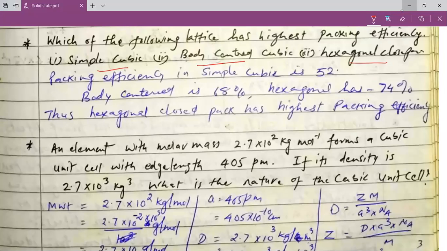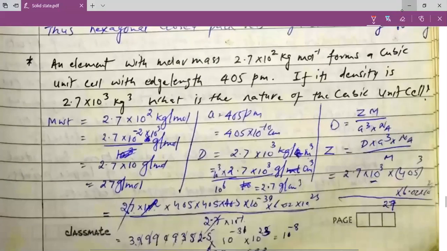So can you tell me what is the packing efficiency of simple cubic? Approximately 52%. This is approximately 68%. And this is going to be 74%, and that is why this is the highest. Let's move to the next question.